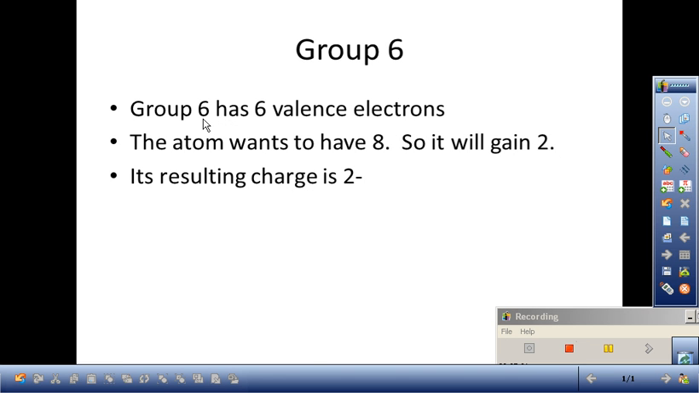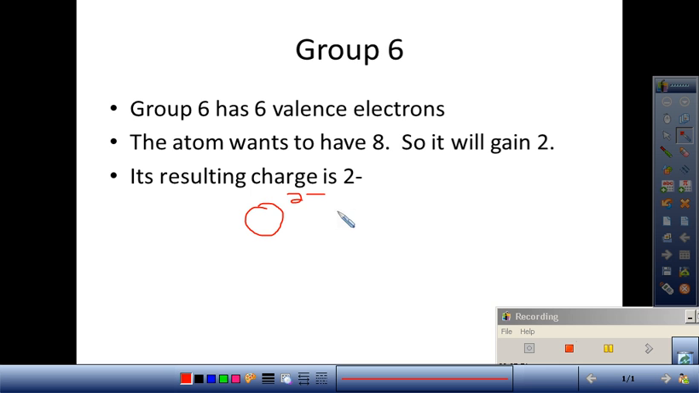Alright, group 6. Group 6 has 6 valence electrons. He wants to get to 8, so if I have 6, I need 2 more. And if I gain 2 more, the charge of each one is negative, so if I gain 2 electrons, my resulting charge is 2 minus. So oxygen is in group 6. He has 6 electrons. He wants to gain 2 more, so his charge is 2 minus. That's his formula.